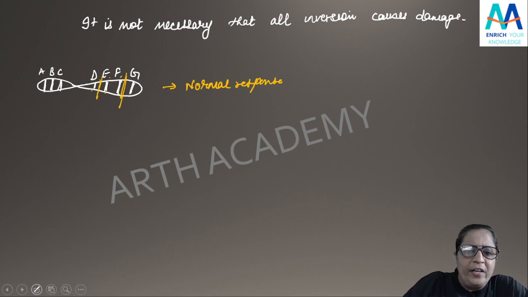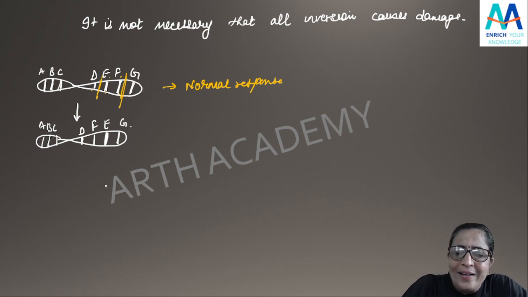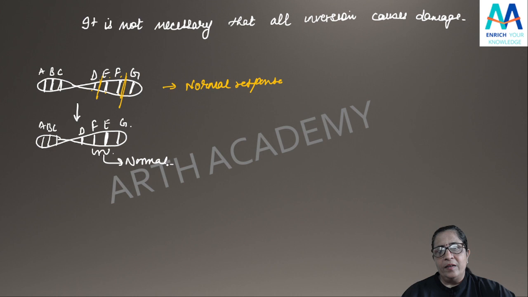After inversion definitely आपको मिलेगा क्या? After inversion you will get A, B, C, D, F, E and G. This is inverted, but it is as it is, not damaged. So this is normal, because the locus is not damaged in this case. So if this type of inversion is there, then there is no problem. You will get a normal response.